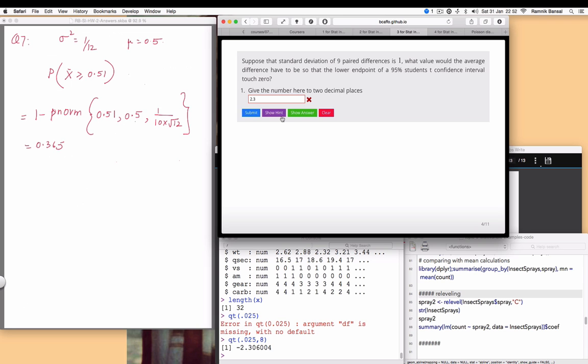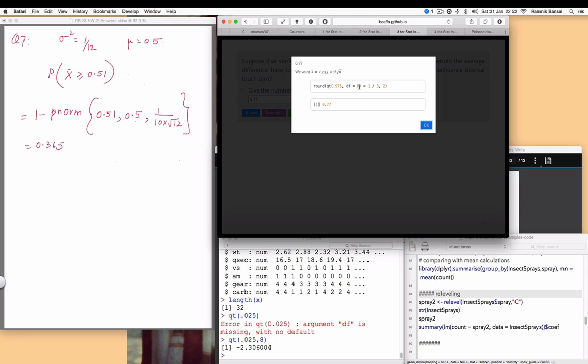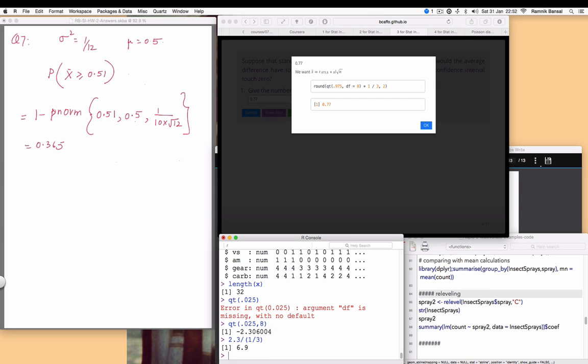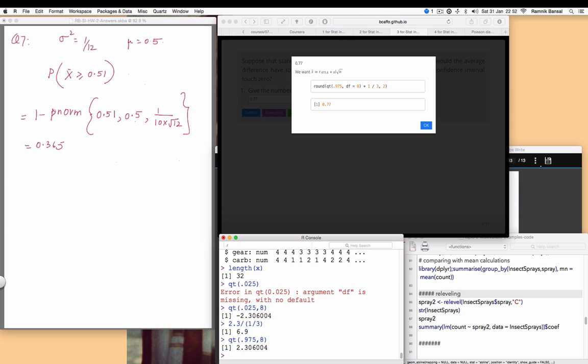2.3. Yes, that's what he's doing, right? The degrees of freedom came out the same, and then 1 by n will be divided. So we are saying 2.3 divided by 1 upon square root of n, that is 3. 6.9. qt of, isn't it symmetric around the mean? qt of 0.97. It is symmetric, yes. So this part is correct. What is he doing? He's just straight away dividing it by 1 by 3.